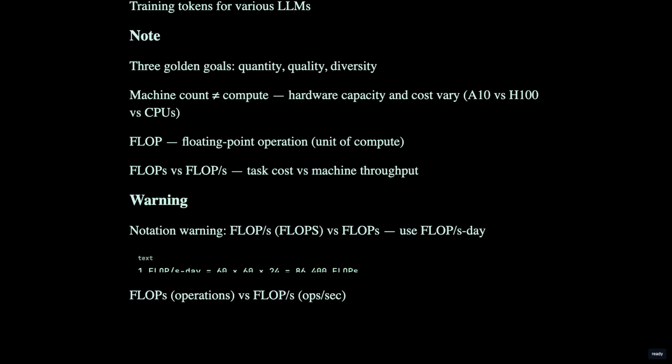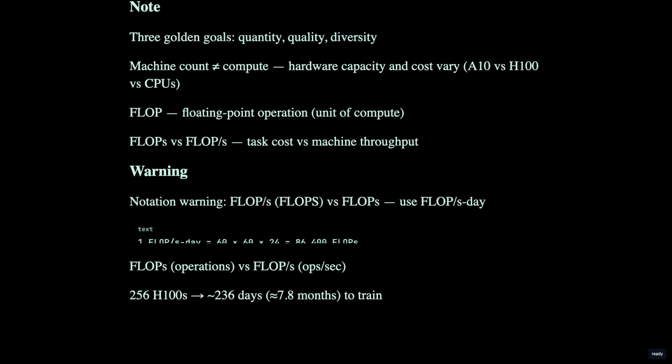In this book, we use FLOPs to mean a count of floating point operations and FLOP/s to mean the rate. How many of those operations happen per second? Remember, FLOPs counts work. FLOP/s measures throughput or performance.